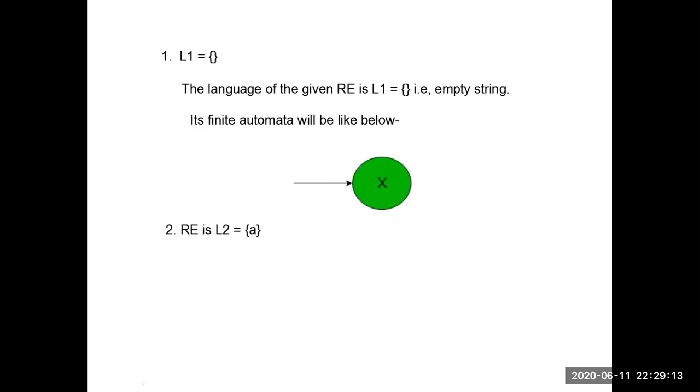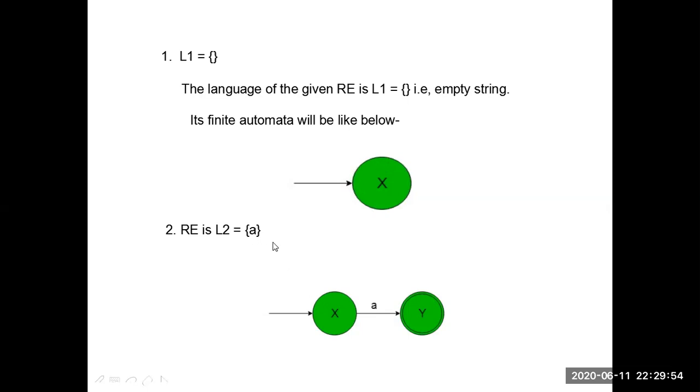Next, when the regular expression contains only the single character A, what is the transition diagram? The initial state is X. From the initial state, after reading the character A, it goes directly to the final state Y. Why? Because the language contains only one character. The regular expression accepts only the single character A, so after reading A it will go directly to the final state. In the first case, it is the empty string, so there is no change in the state X.